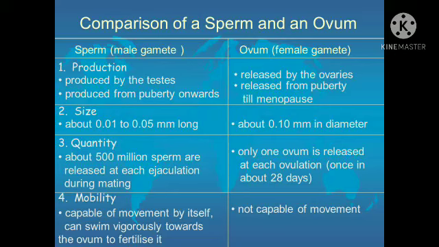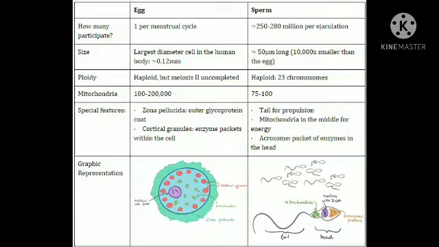And the next point is about the mobility. The sperms are mobile and they have the tendency to vigorously swim in the vagina and to fertilize the ova, but ova do not carry this kind of capability to mobilize. Okay. Next difference, as shown on your screen, is how many eggs participate in fertilization. As you know, only one egg participates during one menstrual cycle, while the number of sperm is about 250 to 280 million per ejaculation. The size of the egg is larger, the size of the sperm is much smaller.